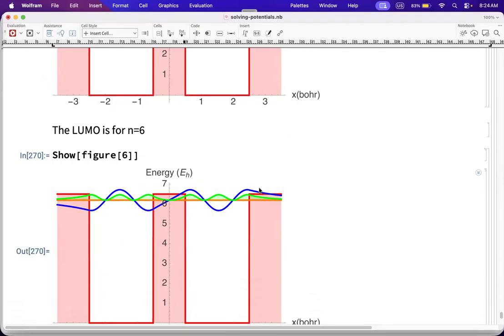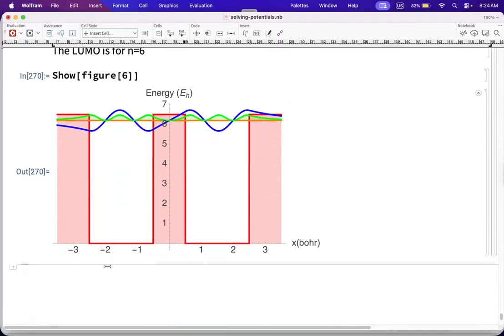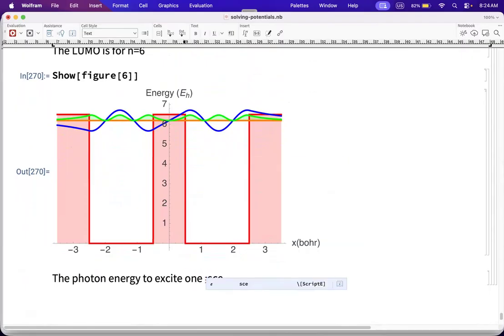The photon, no, so let's complete this. The photon frequency, the photon energy to excite one electron from HOMO to LUMO is this, right?